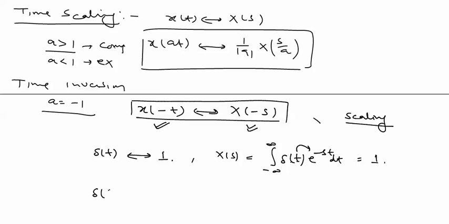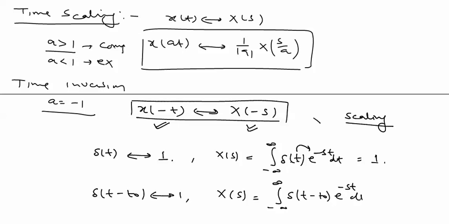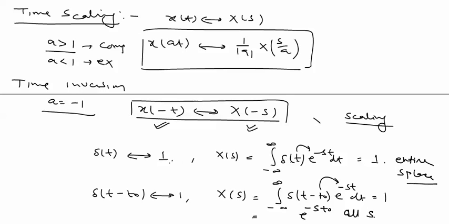If there is some modification in this expression, a shifted impulse, we can calculate from the same formula, and the result is e power minus s t0, for all s, the entire s plane. ROC is the entire s plane, the same as for 1. 1 is valid for all s region.